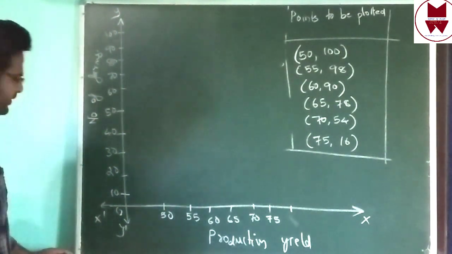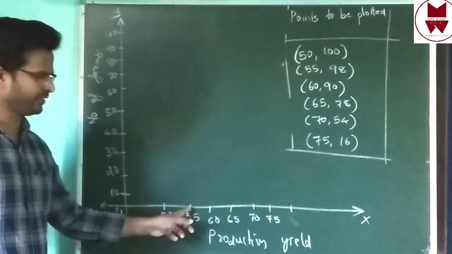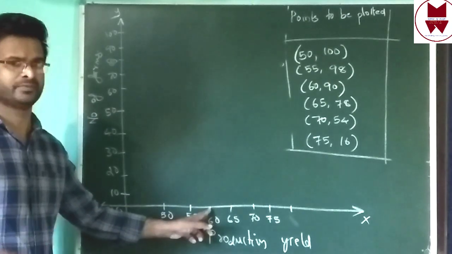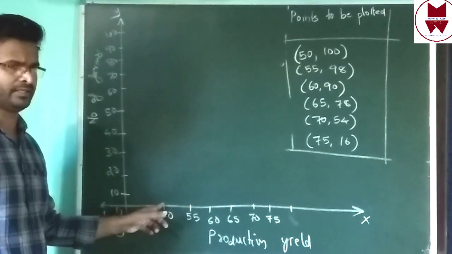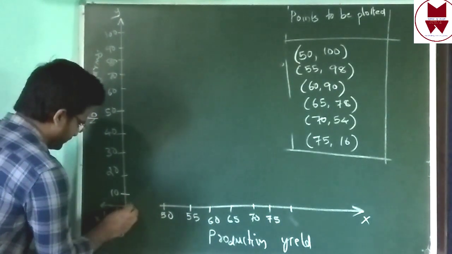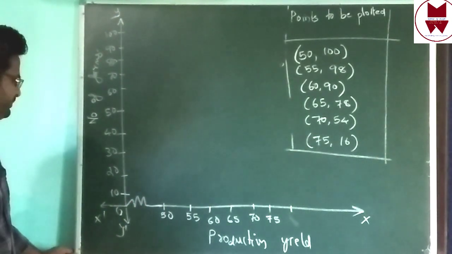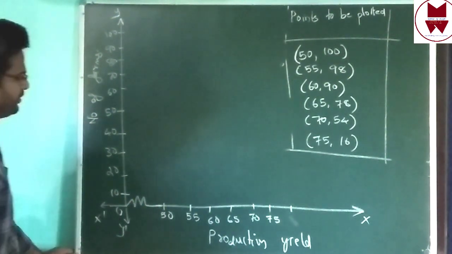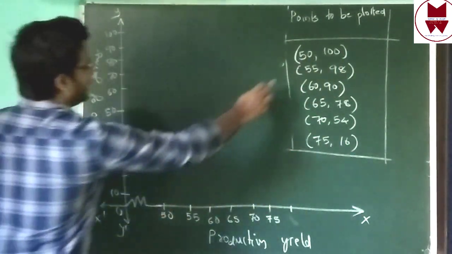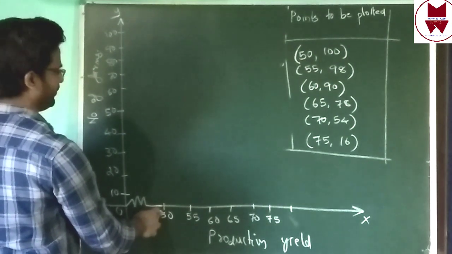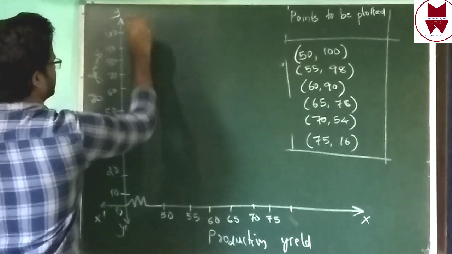Check the x-axis: 0 to 50, then 50 to 55, a 5 increase, then 55 to 60, again a 5 increase. That means at the starting place, from 0 to 50, we jump directly to 50. That's why we cannot use a straight line. Use this symbol. Then 50, 100. On x the value is 50, then the y value is 100.